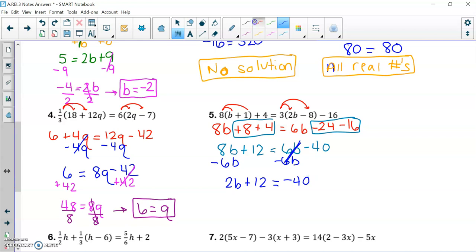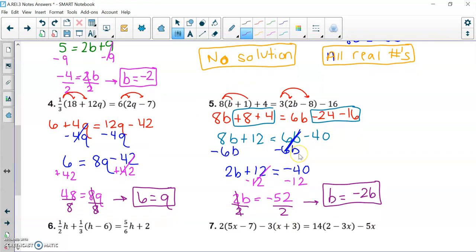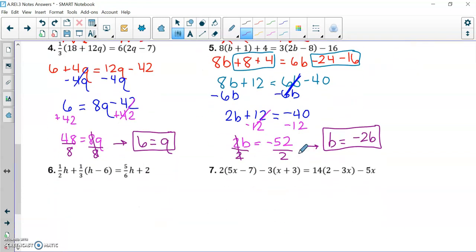All right, so now I'm going to subtract the 12 over. So I have a 2b is equal to a negative 52. And now I'm going to divide by 2 on both sides to get b is a negative 26. A reminder, you can check your answer by putting that negative 26 back into your original equation and seeing if it actually comes out to be a true statement.